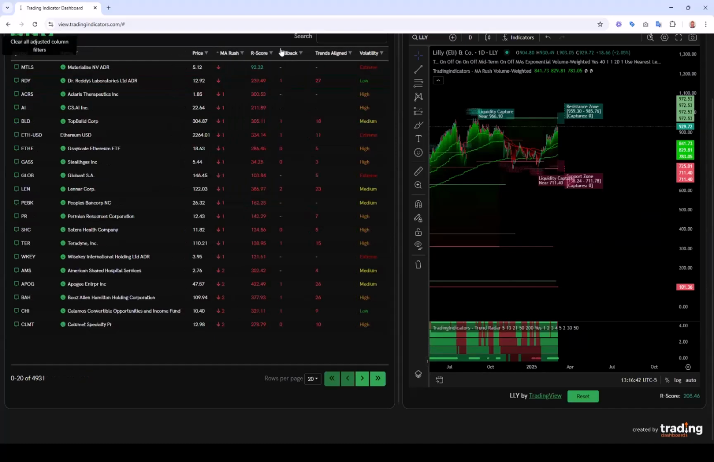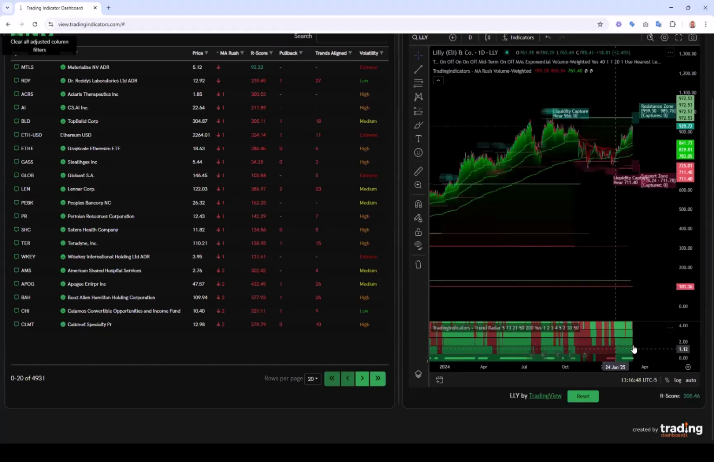Okay, R score. So MA Rush is for the macro trend. R score relates to trend radar. You can see it down here. Now trend radar, I told you this in the beginning, is meant to measure a shorter term trend period. It has nuances in it. In that shorter period, it looks still at longer term trends and shorter term trends, but it's meant not for the macro perspective, but for the shorter term perspective.